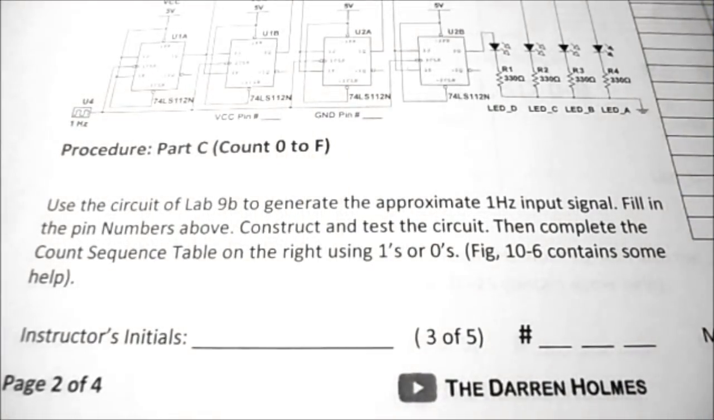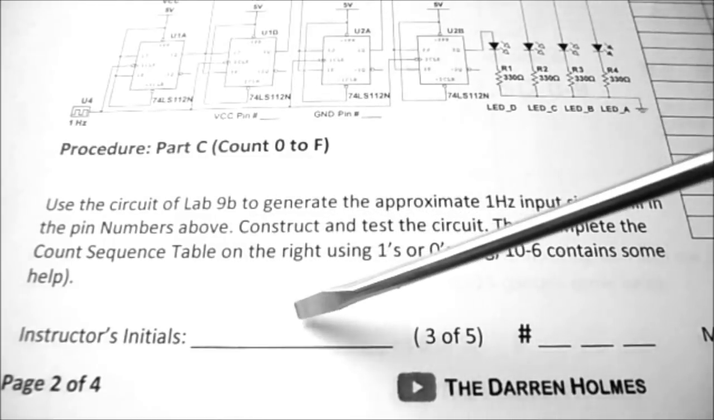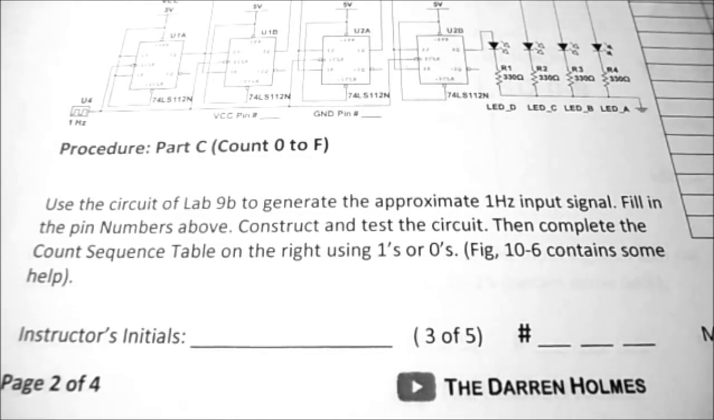Once you've wired up your circuit for part C of the lab and verified that it is working, demonstrate it to your instructor so that they can initial it to indicate that it is complete.